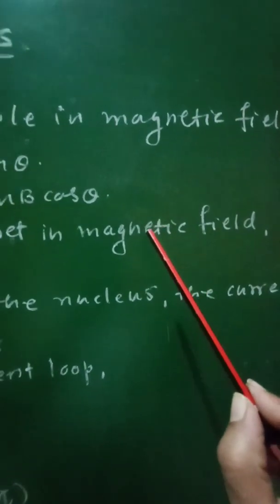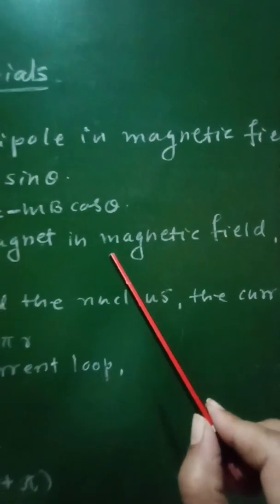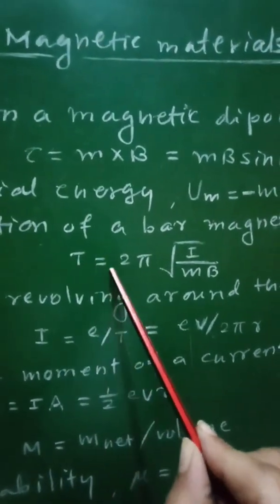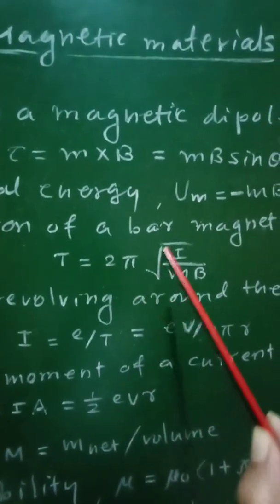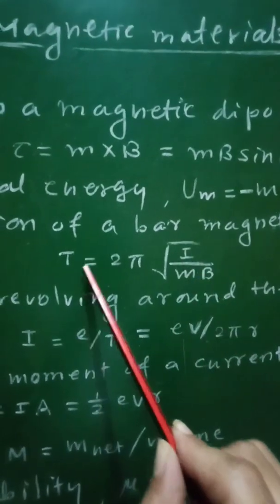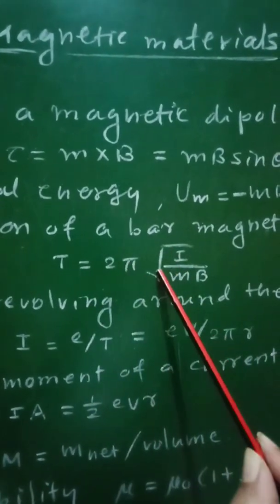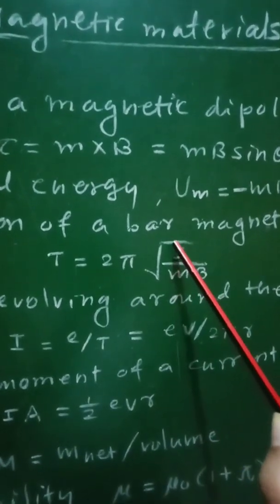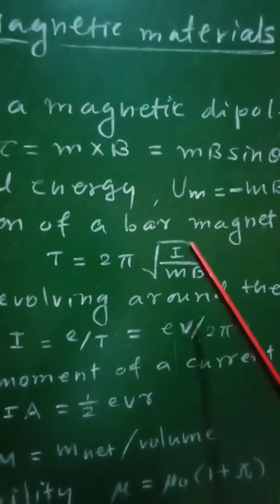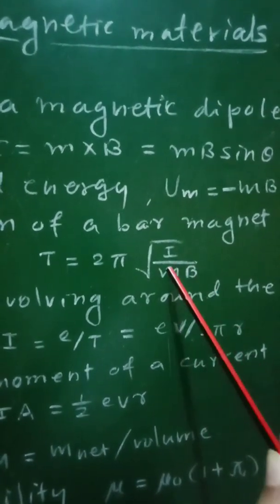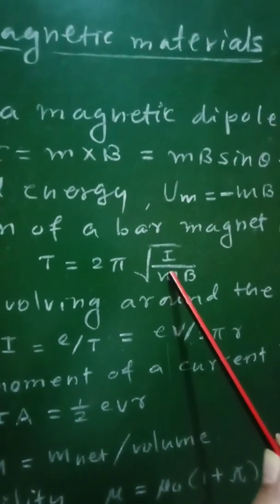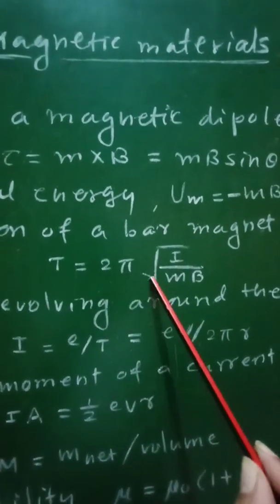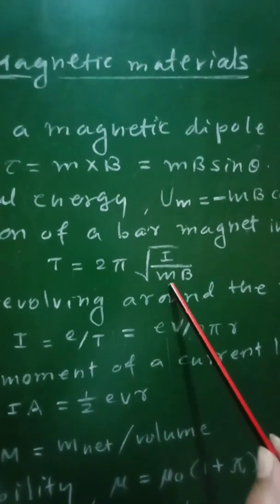So when any bar magnet is oscillating in magnetic field B, then the period of oscillation T equal to 2 pi square root of I upon mB, where I is the moment of inertia of that magnet, B is the magnetic field, and m is the magnetic dipole moment of that bar magnet.